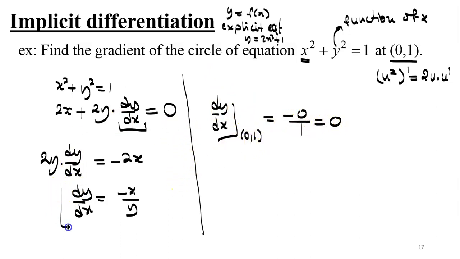So this is in fact the process of implicit differentiation. Implicit differentiation is when you find an expression of the derivative in terms of x and y using these implicit equations.